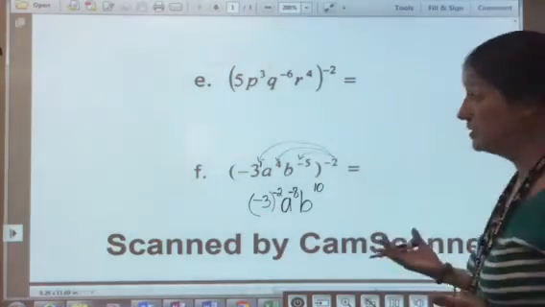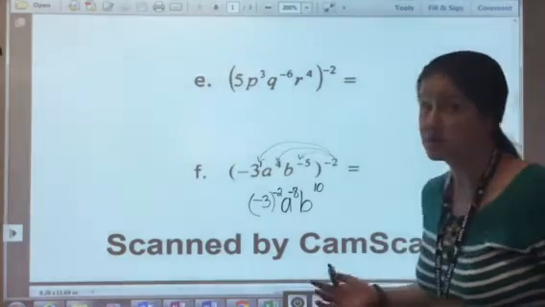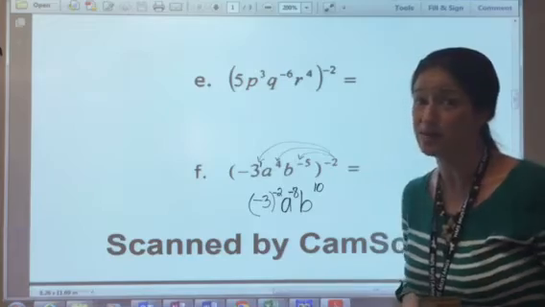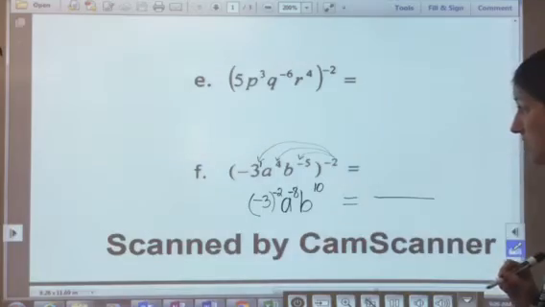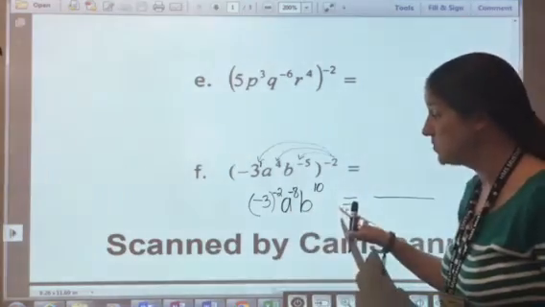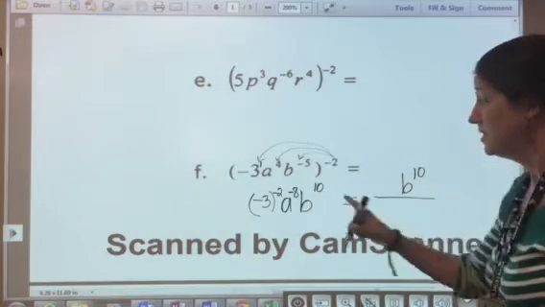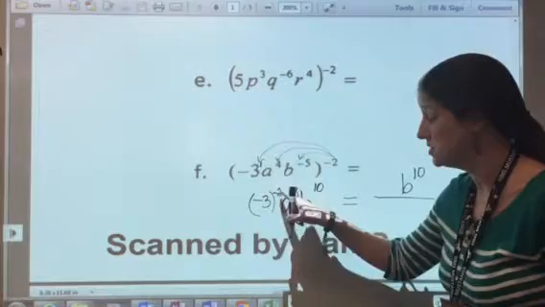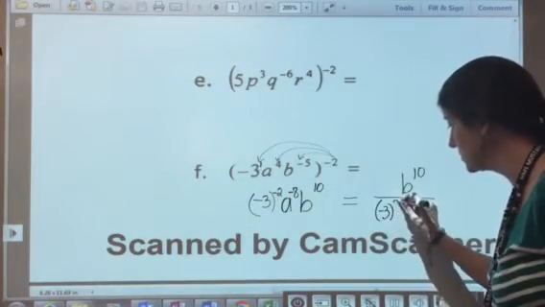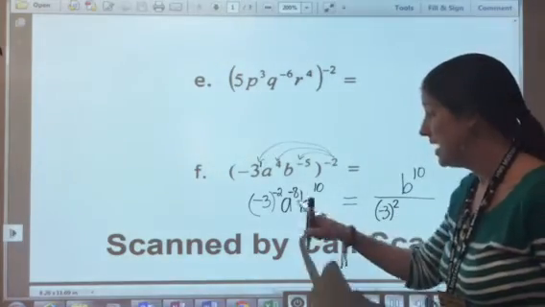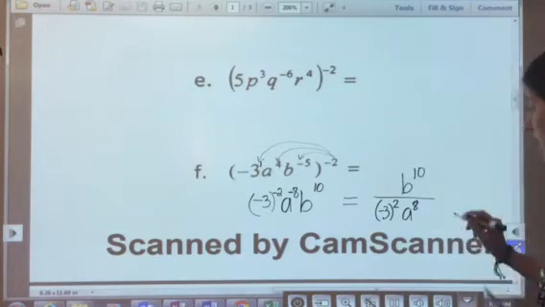Now, let's make it so that our answer doesn't have any negative exponents. Negative exponents turn positive when moved to the opposite side of the fraction bar. Everything's on the top right now, so let's draw a fraction bar. Which one has a positive exponent and stays on the top? B. So it's B to the 10th. Then -3 to the -2 has a negative exponent, so I'm going to make that -3 to the +2 in the denominator. A to the -8 becomes A to the +8 in the denominator.